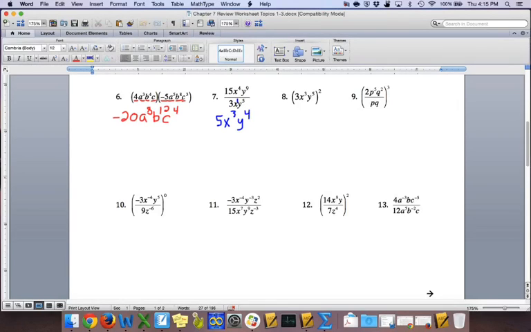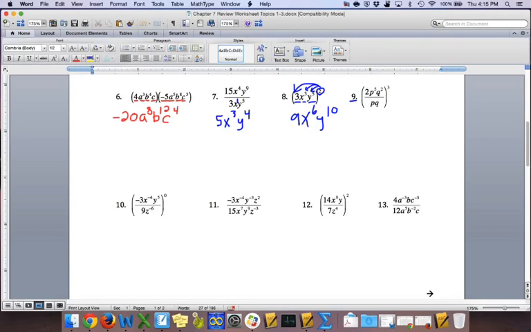Next one. We're going to have to raise the 3, the x cubed, and the y to the 5th to the 2nd power. So make sure that you're applying it to all 3 things. 3 squared is 9, remembering that the numbers have their own properties. The powers and exponents have their own unique properties. X to the 3rd squared is x to the 6th. Y to the 5th squared is y to the 10th.